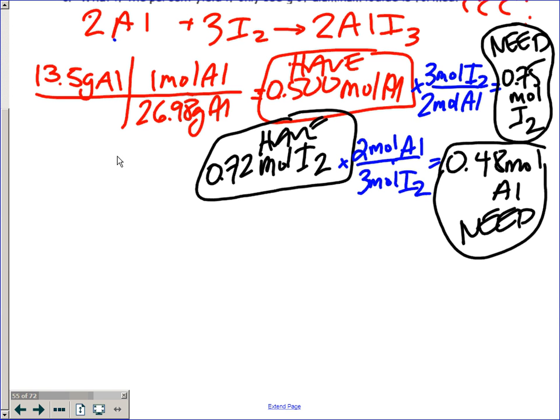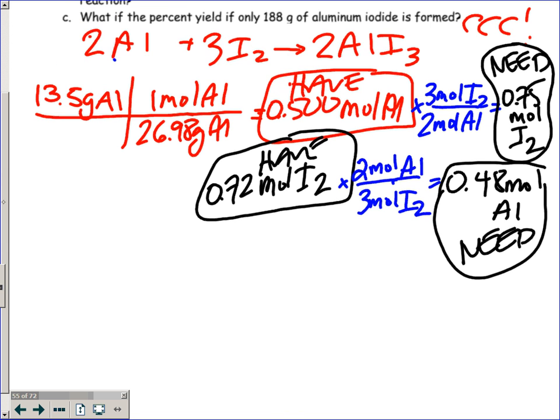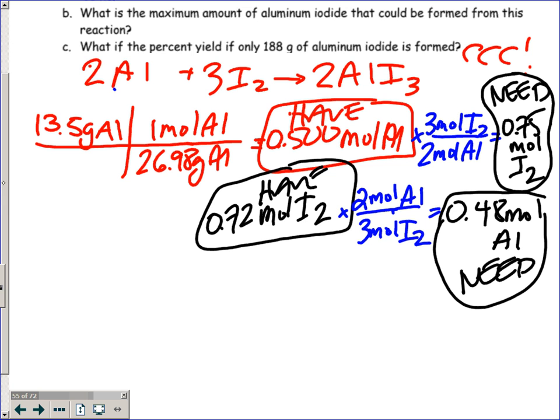And then you have to do have-need comparisons. So Will, who's limiting here? You with me? Okay, you're doing your crossword. Evan? So the limiting reagent is iodine: I have 0.72 moles, but you need 0.75. So you need more than what you have, right?